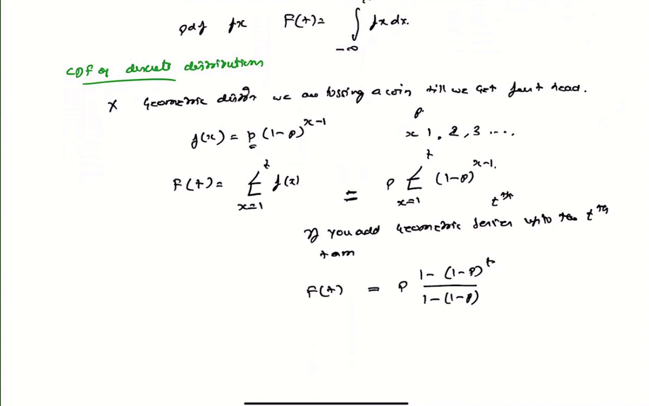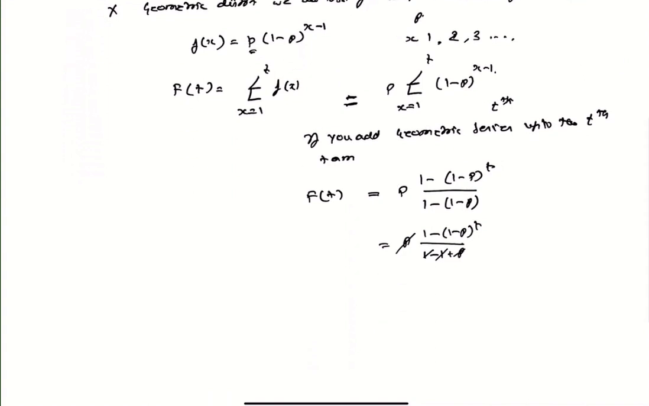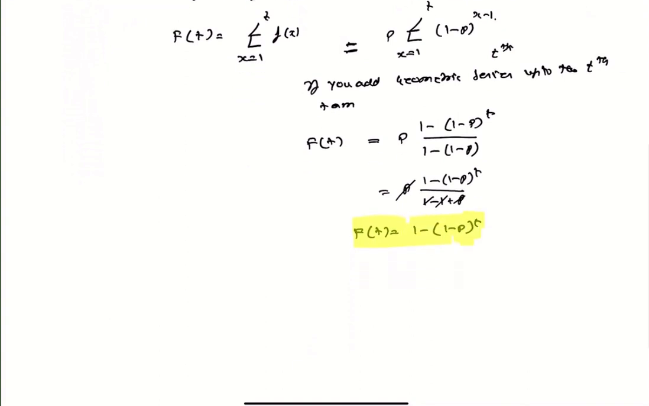This is just the geometric series formula, and now you can solve this as p(1 - (1 - p)^t) over 1 - 1 + p. This and this get cancelled, and p cancels with this p. So you are left with F(t) equal to 1 - (1 - p)^t. So for any positive integer t, this is the F(t) for a geometric distribution. So that's how you will calculate this.